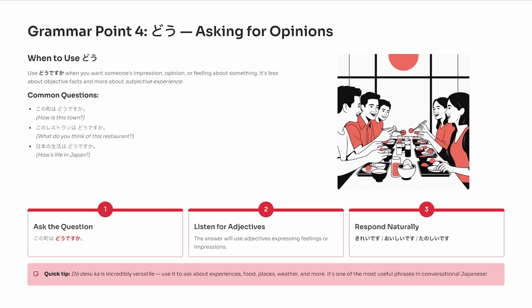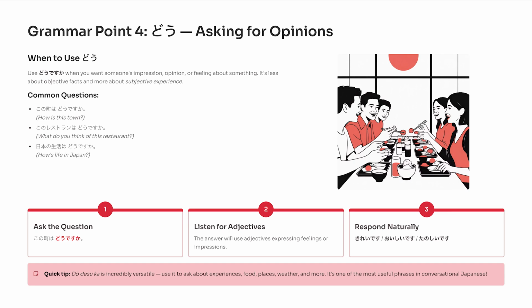Now let's learn another very useful expression. どうですか? While どんな asks for characteristics or descriptions, どうですか asks for someone's opinion, impression, or feeling about something. In other words, you're not asking, what kind of thing is it? Instead, you're asking, how is it? Or what do you think about it?